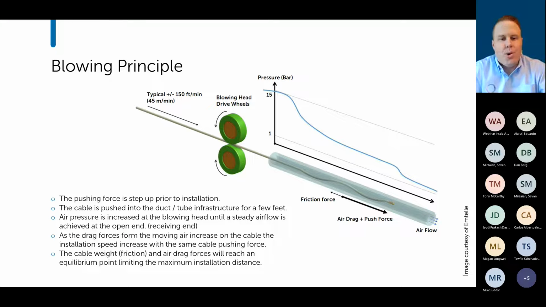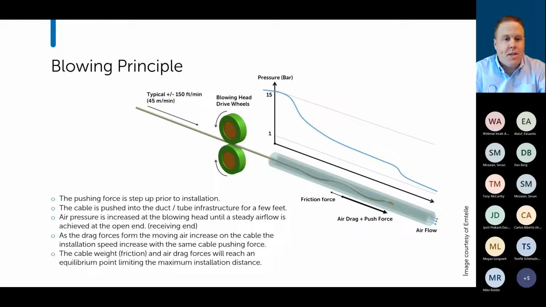From there, we're going to increase the air pressure at the blowing head until we get a steady airflow that's achieved at the end of the duct of where we're going. And then essentially, as the drive wheel starts to push the cable into the duct, the air takes over after that few feet in, and then it's pushing it the rest of the way. And that air, again, as we talked about in the last slide, is helping keep that cable off of the inside of the inner duct.